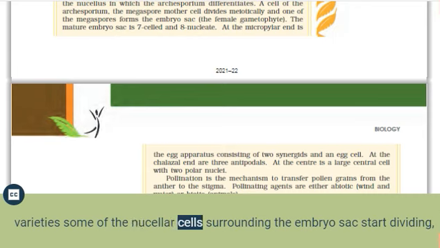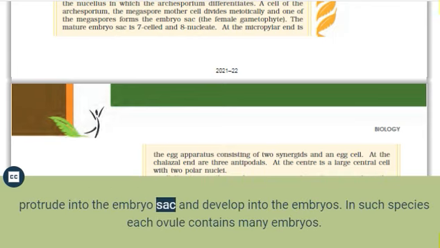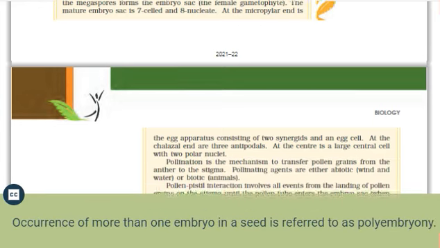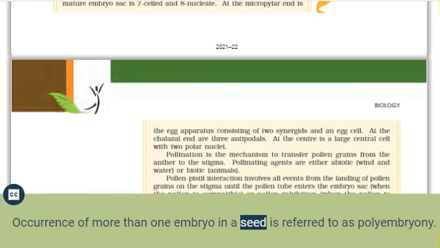Some of the nucellar cells surrounding the embryo sac start dividing, protrude into the embryo sac and develop into the embryos. In such species each ovule contains many embryos. Occurrence of more than one embryo in a seed is referred to as polyembryony.